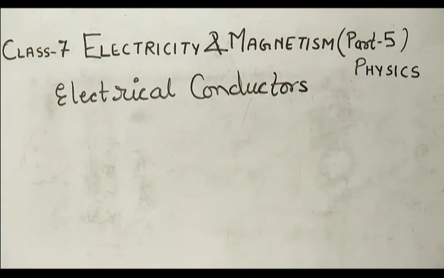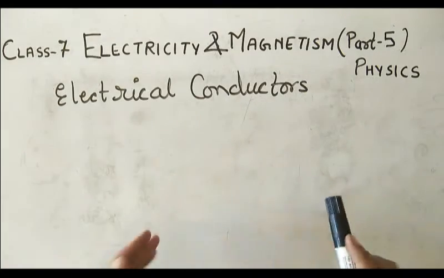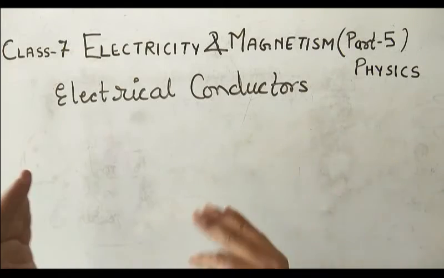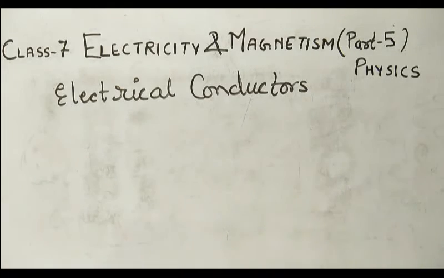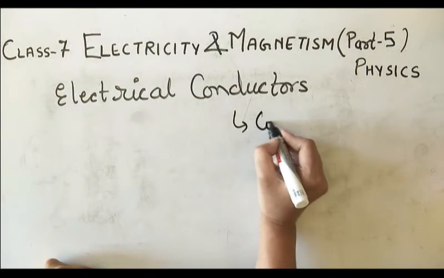Electrical conductors. In class 6 you also studied the conductors and the insulators. So what are electrical conductors? Electrical conductors are materials which have electrons free to move around. That means materials through which electrons can move, they can conduct electricity. In simple words, you can say conductors are those through which electricity can easily conduct, and they are known as electrical conductors.